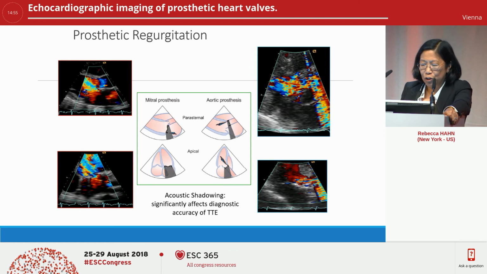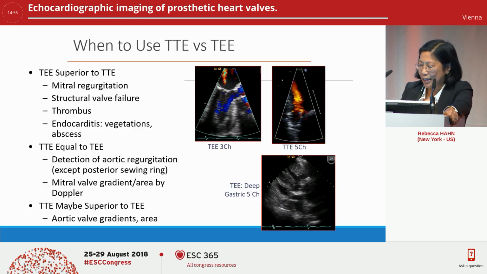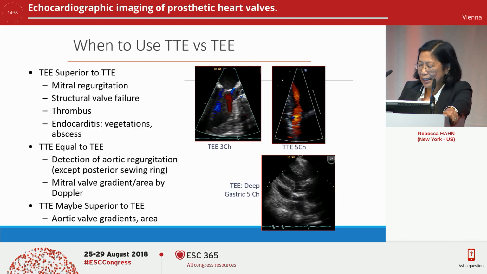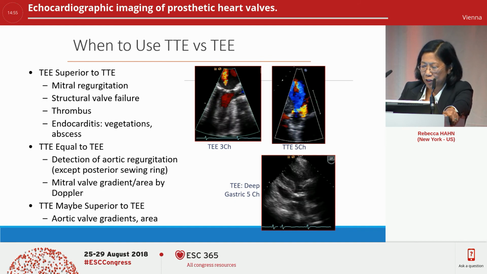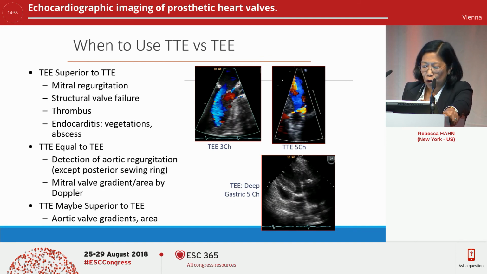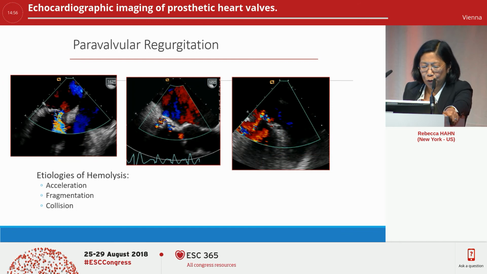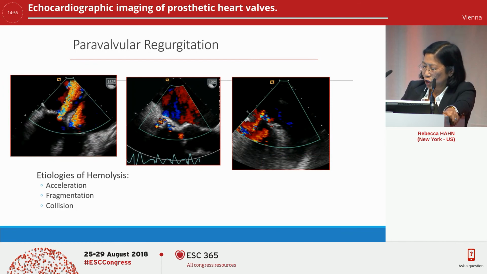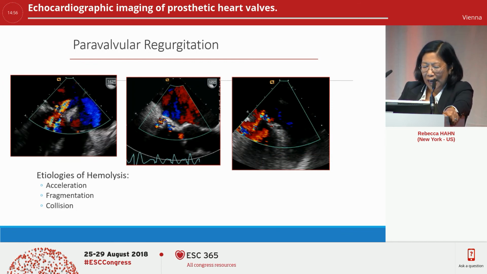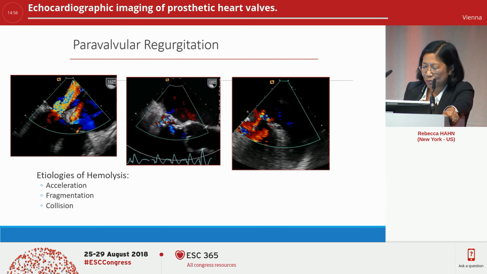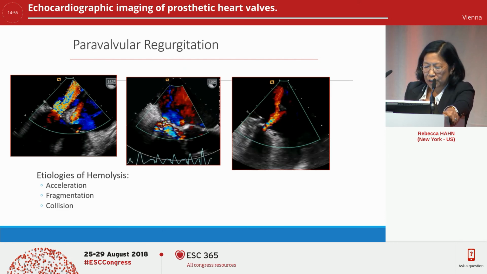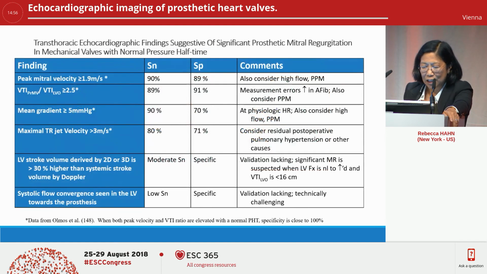So again, prosthetic regurg is a problem for us in the setting of acoustic shadowing. This is where TEE may be extraordinarily beneficial, particularly for mitral, but also for posterior aortic jets. And in addition, one has to remember that there are a lot of different etiologies of hemolysis. Some of these patients present with a variety of different types of regurgitation and hemolytic anemia. So both hemolysis and heart failure are the main etiologies to go after a paravalvular leak.